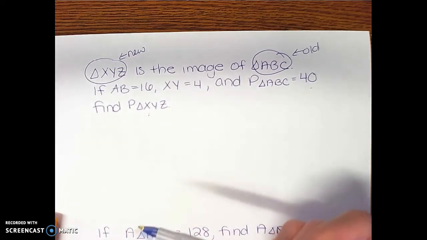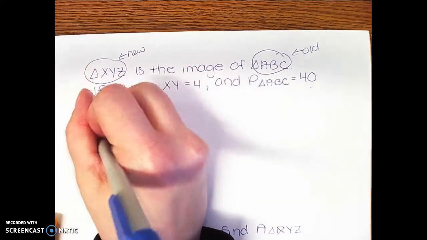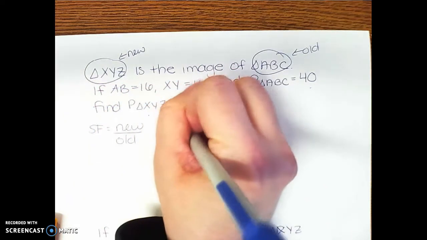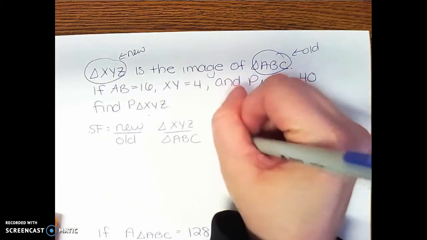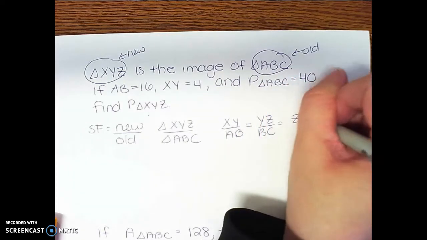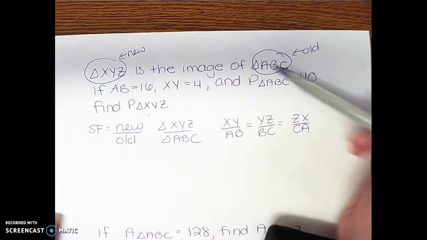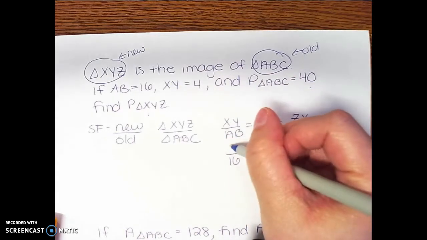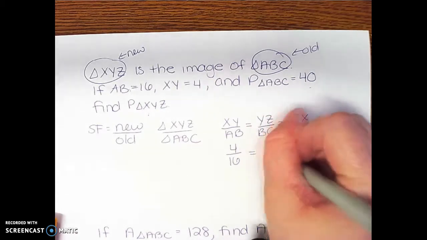So again, in order to do that, I need a scale factor, and I set up scale factor the same way every single time. Scale factor is equal to new over old. That's triangle XYZ over triangle ABC. Set up my scale factors, and substitute what I know. I know AB is equal to 16, and I know XY is equal to 4. So if I reduce in my calculator, 4 divided by 16 is equal to 1/4.